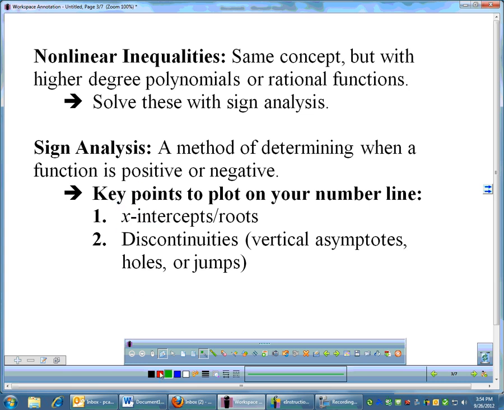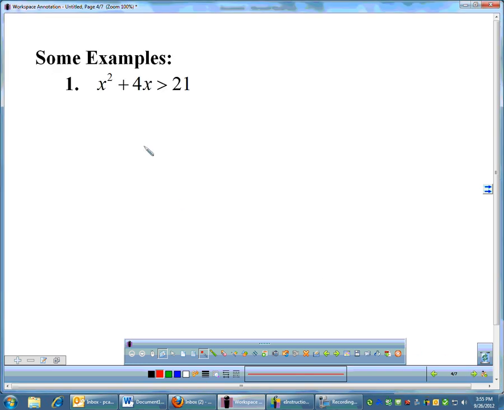What you need to remember is the stuff to put on your number line is stuff like x-intercepts and roots, which are the same thing, and any discontinuities, vertical asymptotes, holes, or jumps. So those are the things that you want to put on your number line. Y-intercepts don't matter, and horizontal asymptotes don't matter. So just these two things are the main things you want to put on it. So with that said, let's do a couple of examples and show you what the heck we do.